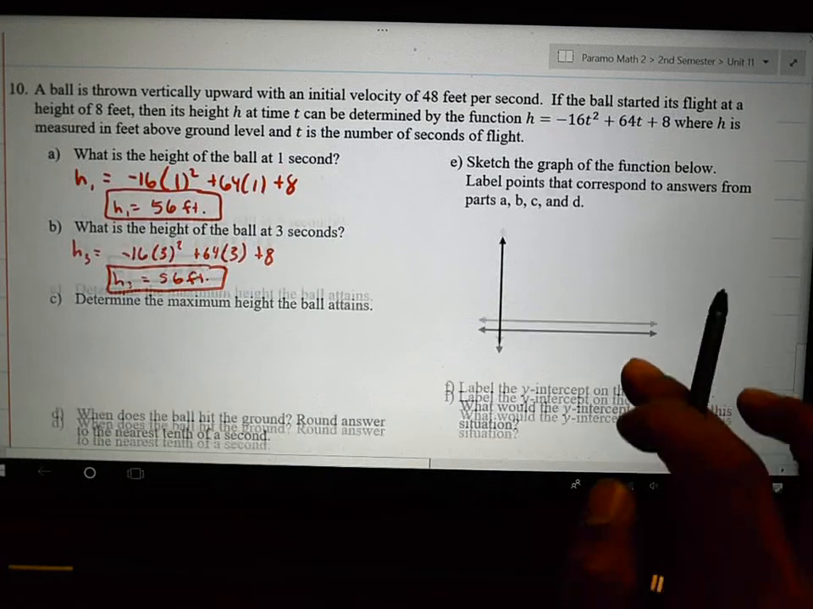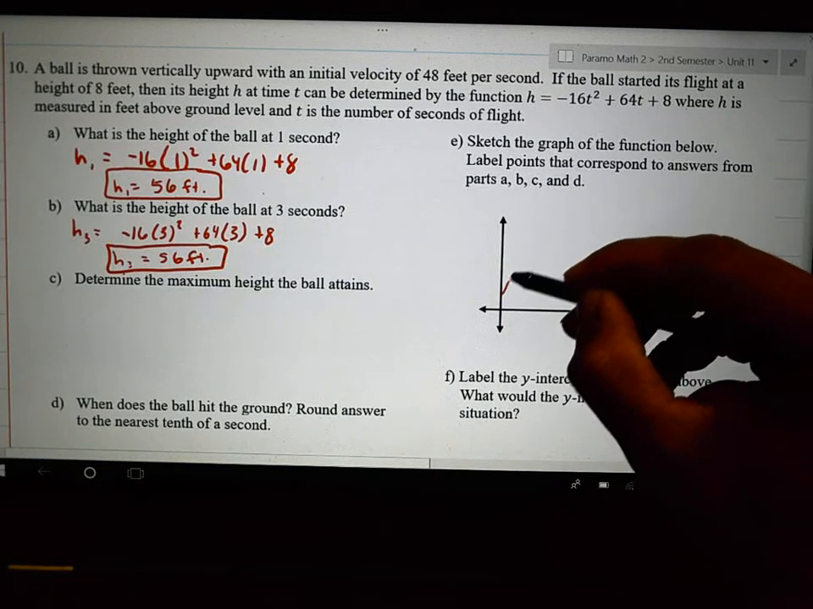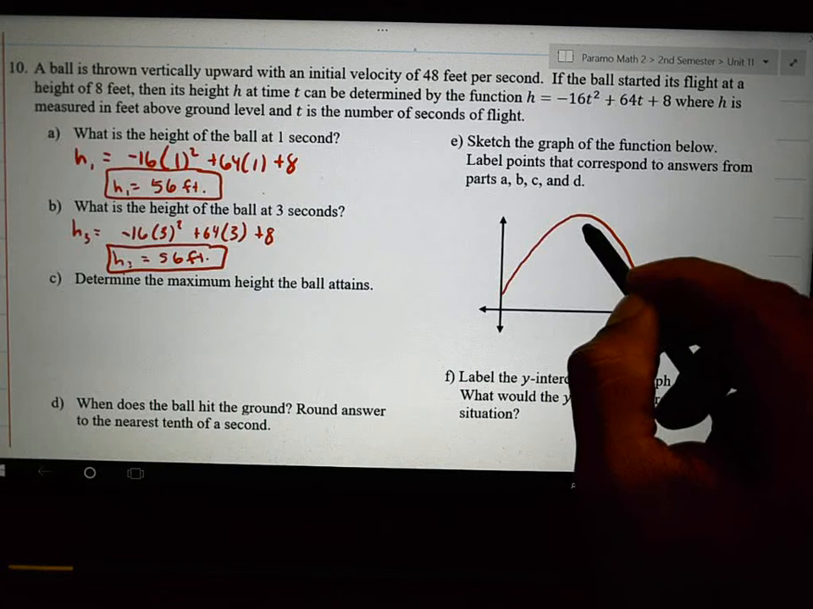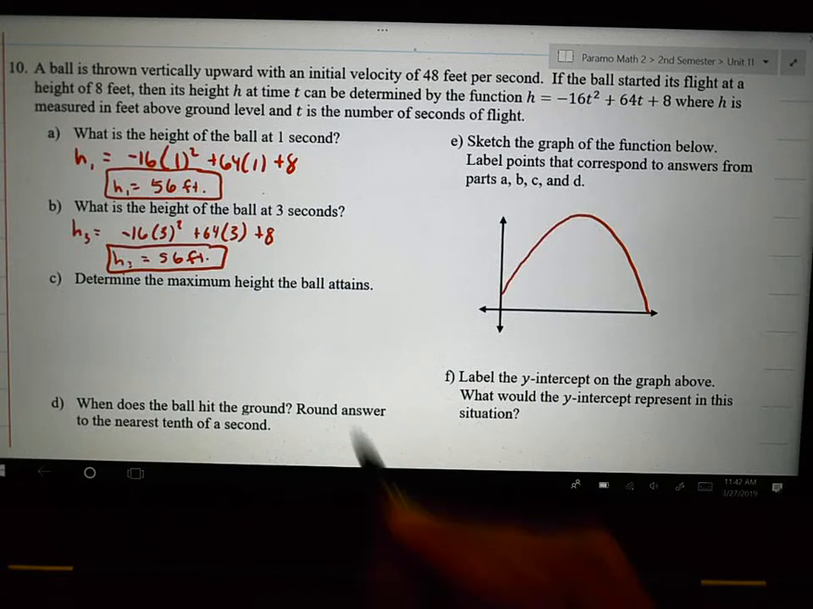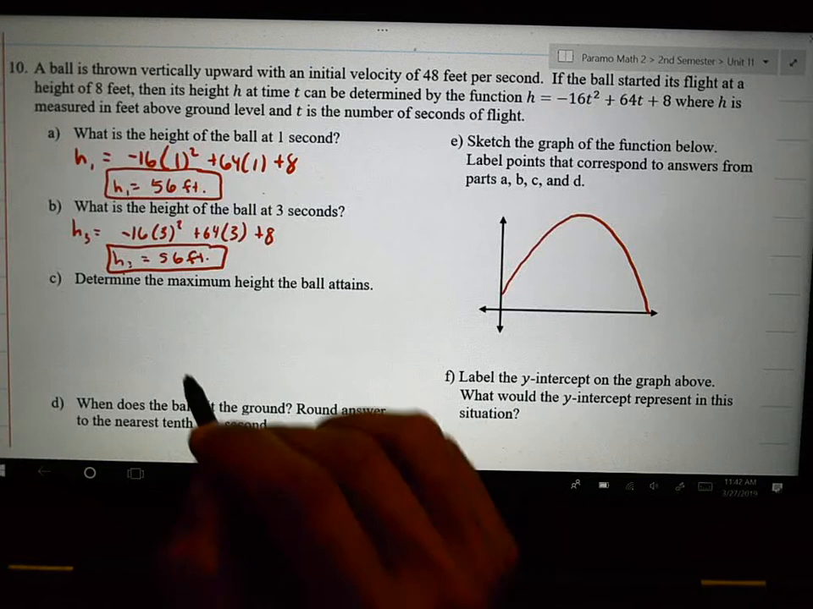Part C. What's the maximum height the ball attains? That would be the vertex. If you think about this object doing something like this, the maximum height will be the highest point, otherwise known as the vertex. So let's take this and let's complete the square on it.